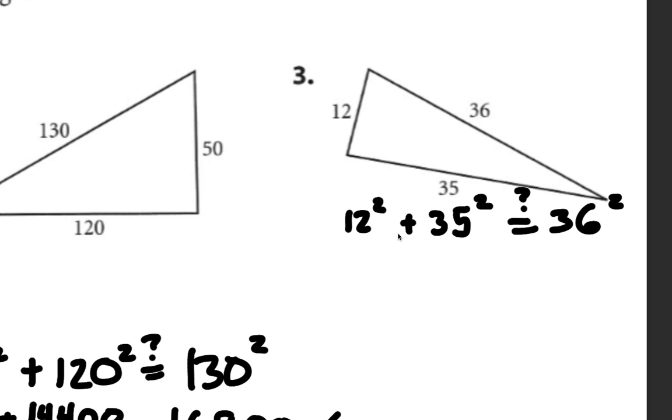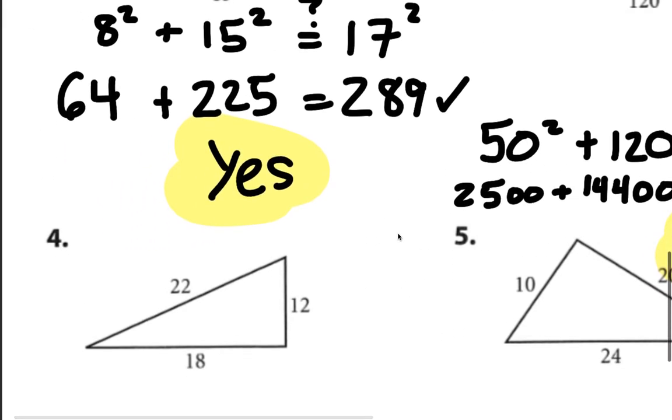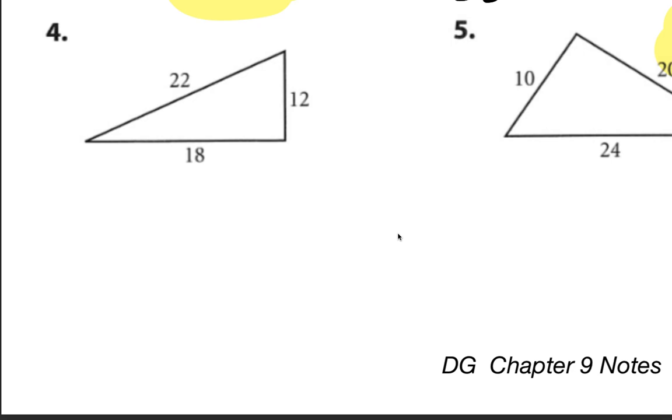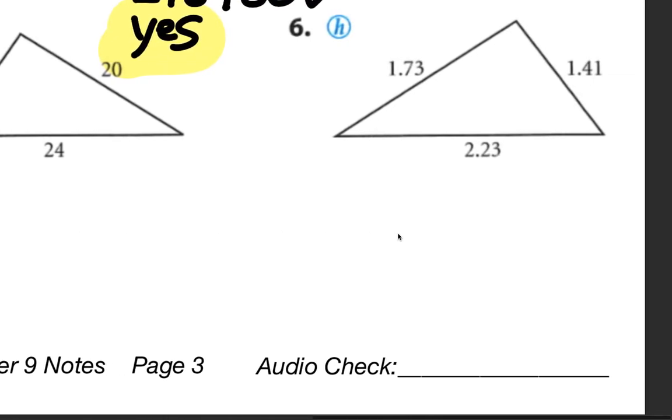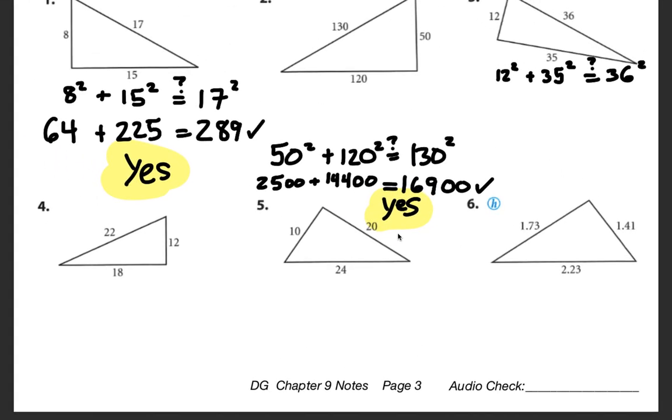I want you to figure it out. Go ahead and use your calculator, pause the video, come up with a yes or no answer, check it in the back of the packet, and then unpause the video, and we'll do the next one together. Actually, we won't do the next one. I'd like you to do number 4, number 5, number 6. Go ahead and do them all the same way and check them all in the back.